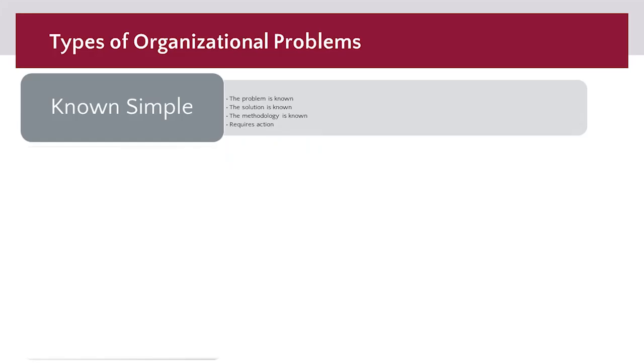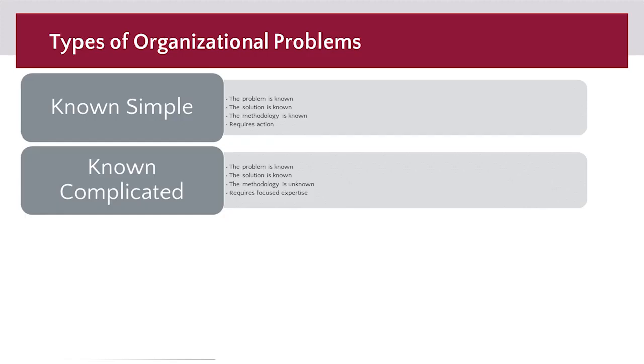There are 4 kinds of problems that can exist within an organization. The first one is a known simple problem. This is when you know what the problem is, you know how it should be resolved, and all that's required is to take action because the method is already established and it's about prioritizing it, putting it in motion, and really working with others to make it happen.